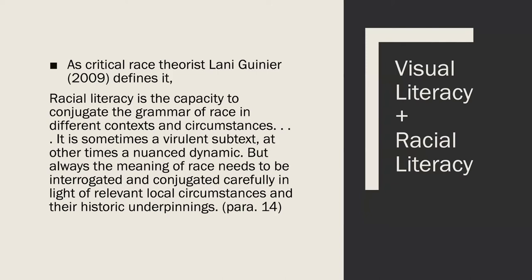But I say that to say we're really invested in these ideas about visual literacy plus racial literacy. I've mentioned racial literacy a few times already, but I just wanted to be very explicit about what this is and how future art educators, or art educators in general, should engage with this type of work. As critical race theorist Lani Guinier defines it, racial literacy is the capacity to conjugate the grammar of race in different contexts and circumstances. It's sometimes a virulent subtext, at other times a nuanced dynamic, but always the meaning of race needs to be interrogated and conjugated carefully in light of relevant local circumstances and their historic underpinnings.